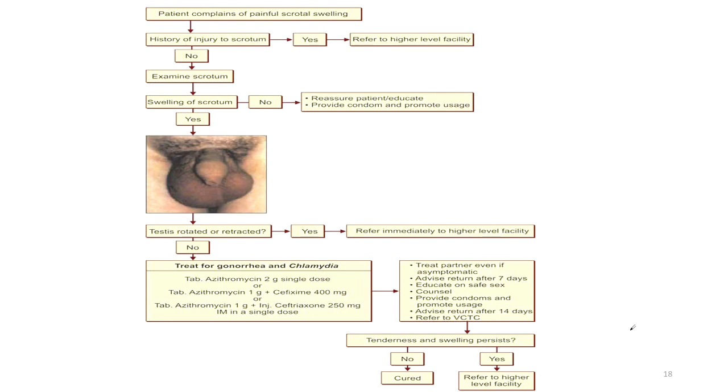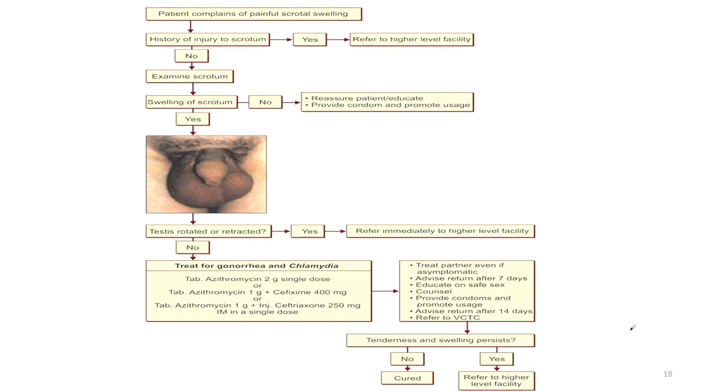This is the chart to manage a patient complaining of painful scrotal swelling. There are so many reasons behind scrotal swelling. If there is a history of injury to the scrotum, refer the patient to a higher level facility. If there is no such history, examine the scrotum and notice if there is any swelling. If swelling is not present, reassure the patient and educate, provide condoms and promote usage. If there is swelling of the scrotum, then observe the testes, whether they are rotated or retracted. If retraction or rotation occurs in the testes, refer the patient immediately to a higher level facility.